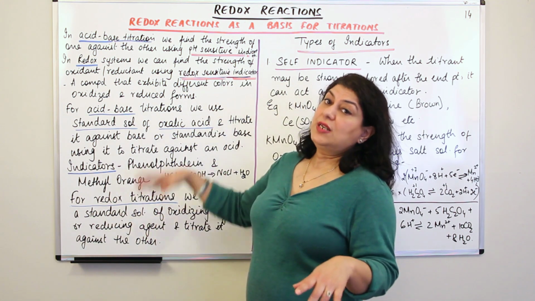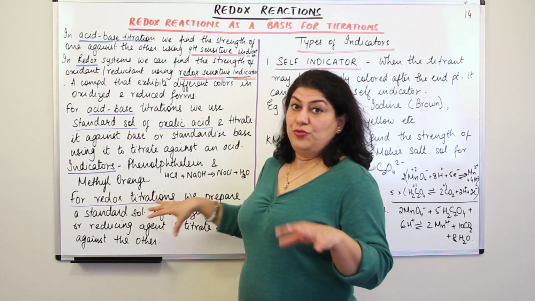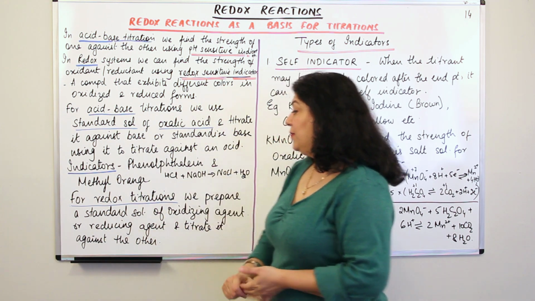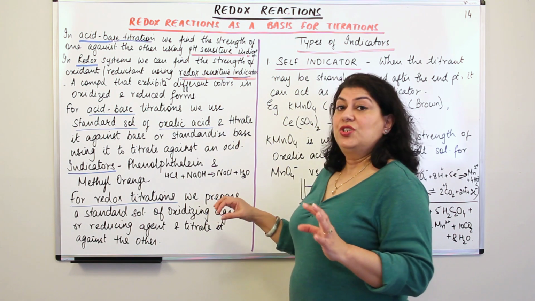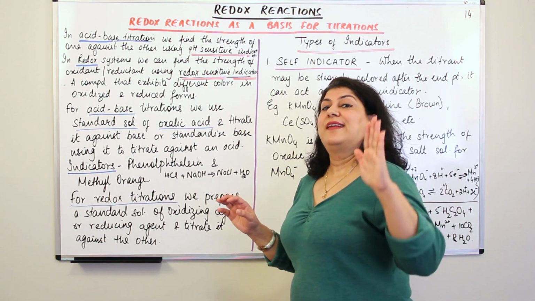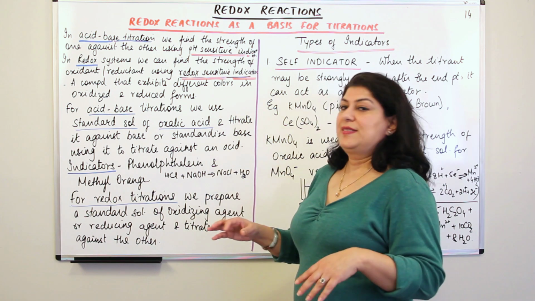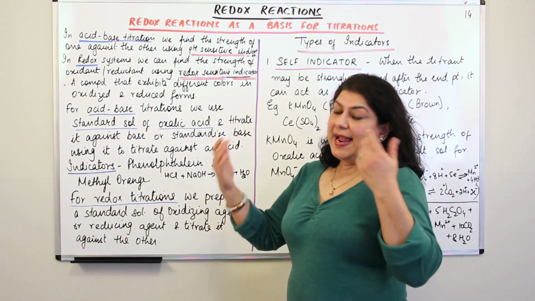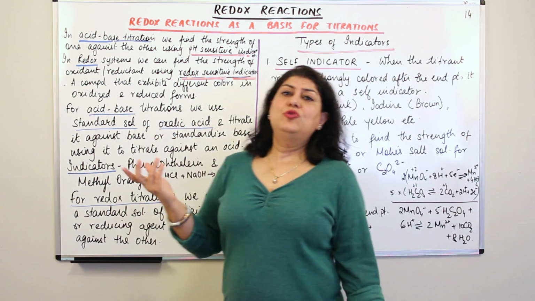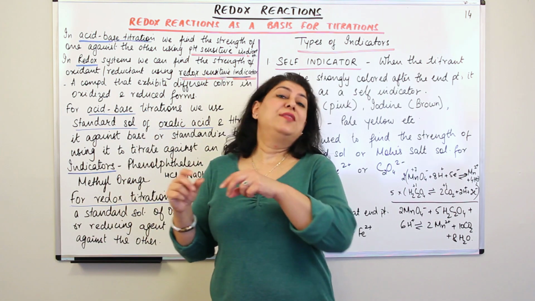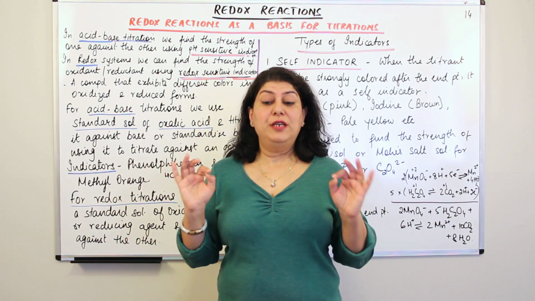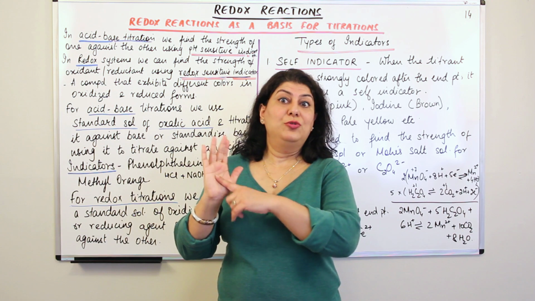Now coming to redox titrations, the titrations which you would be doing in grade 12. For redox titrations, we also need a standard solution. So you can prepare a standard solution of either the oxidant or the reductant. And then what would a standard solution be? A solution whose precise strength is known to you. You're really confident about the strength of that solution.